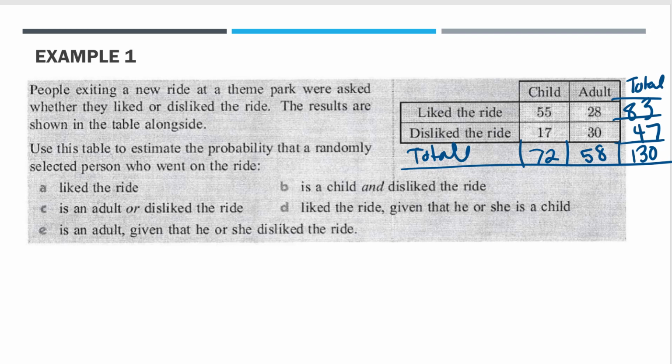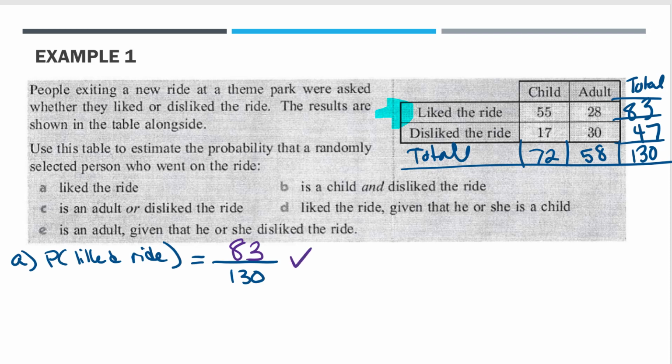Now let's go back to the question. For A, the probability that we liked the ride. So we're just asking how many people liked the ride out of the total number. Well, the total number is 130, so that's going to be in our denominator. And how many liked the ride? We're going to look at the top row, and we're going to look at the total, which is 83. Then we always want to look and see if we can simplify it. We can't simplify it, so that's our final answer.